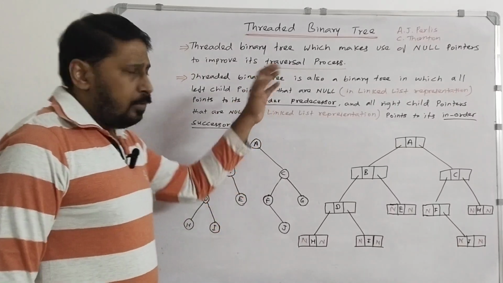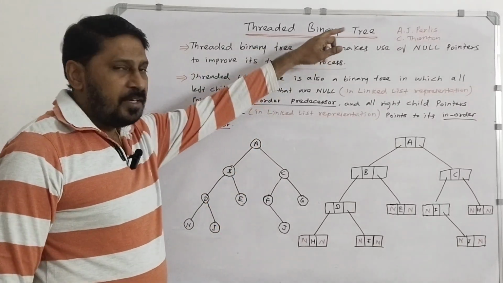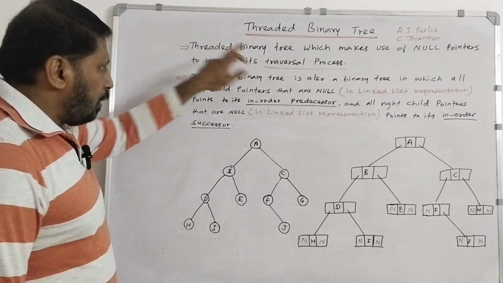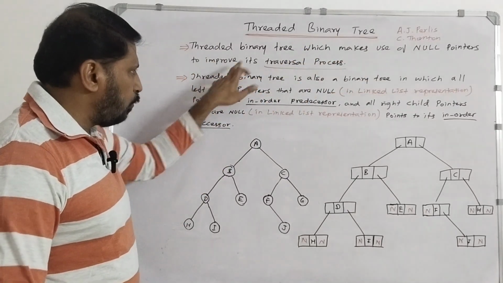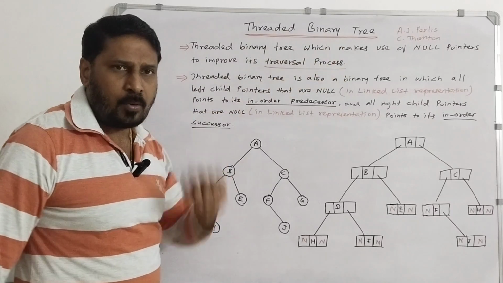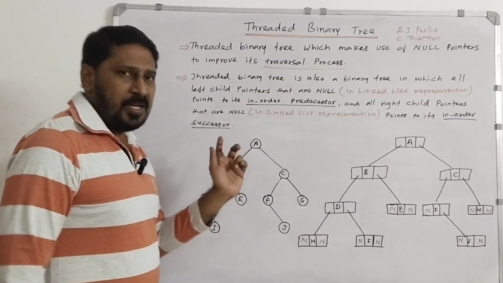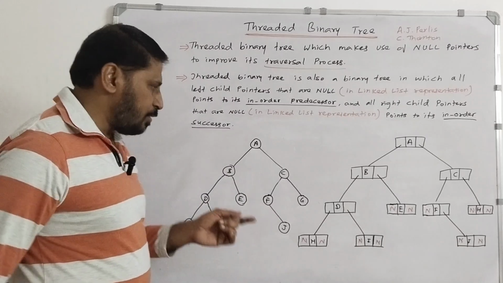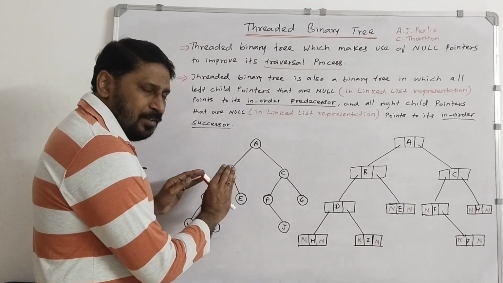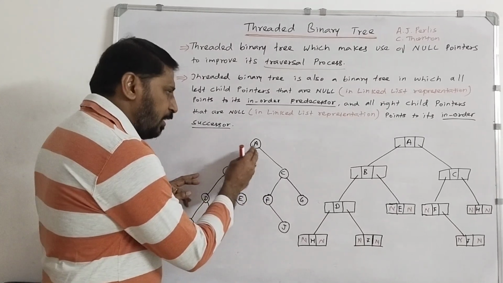So in today's video, we are going to see the threaded binary tree, which makes use of null pointers to improve its traversal process. How does the threaded binary tree improve the traversal process, meaning when we are traversing the tree?